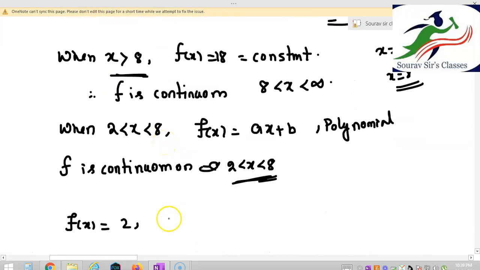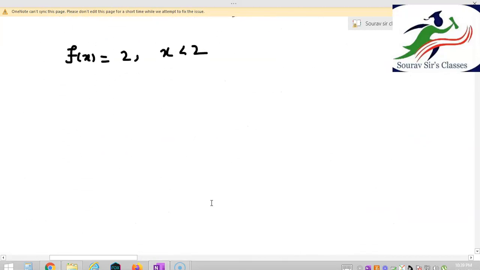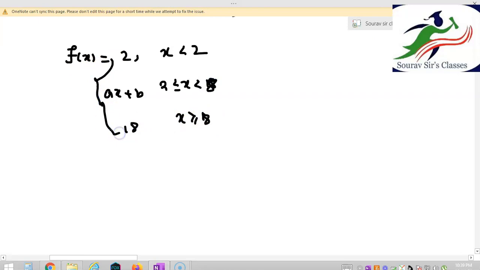2 when the value of x is less than 2, right? When 2 is less than or equal to x, strictly less than 8, it is ax plus b, and when x is greater than or equal to 8, it will be 18, right? So this is the value of f(x).